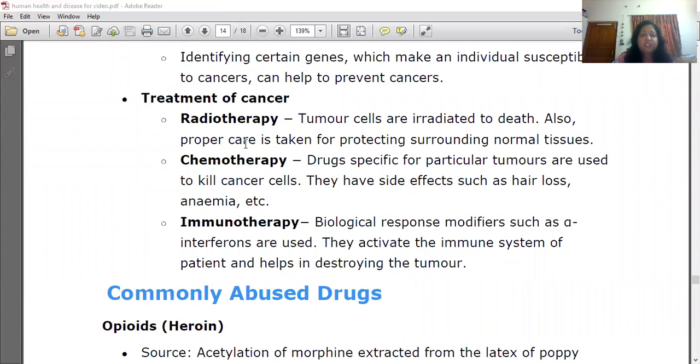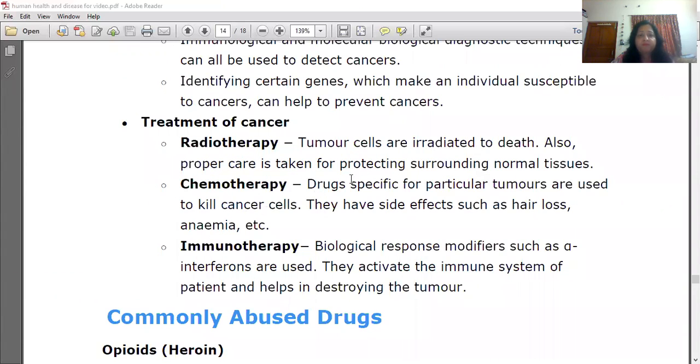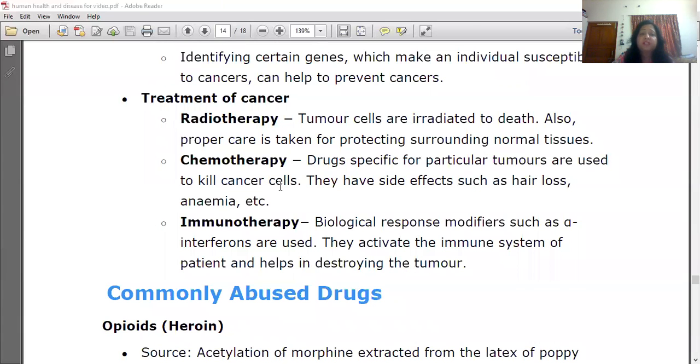One is radiotherapy. In radiotherapy, tumor cells are irradiated to death. Also, proper care is taken to protect the surrounding normal tissue. So, with the help of radiation, tumor cells are irradiated to death. Now, the second method is chemotherapy. That is, chemicals are used for the treatment of cancer. There are specific drugs particular for tumors, and these are used to kill cancer cells.